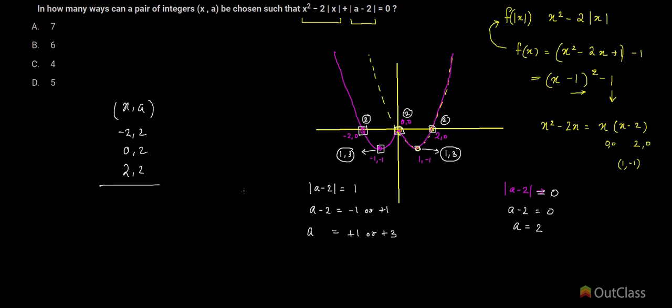We have more solutions from the points which are below the x-axis. When x is minus 1, a can be either 1 or 3. 2 more solutions there. Minus 1, 1; minus 1, 3. Here when x is 1, same situation, a is either 1 or 3. x is 1, a 1; x 1, a 3. So you have 3 solutions here, 4 solutions here, for a total of 7 solutions.